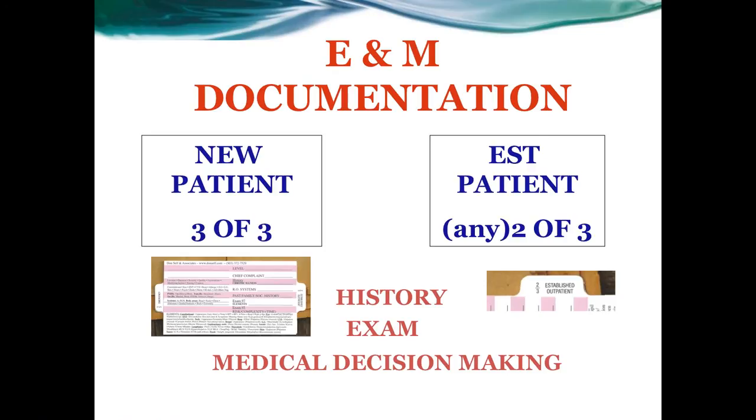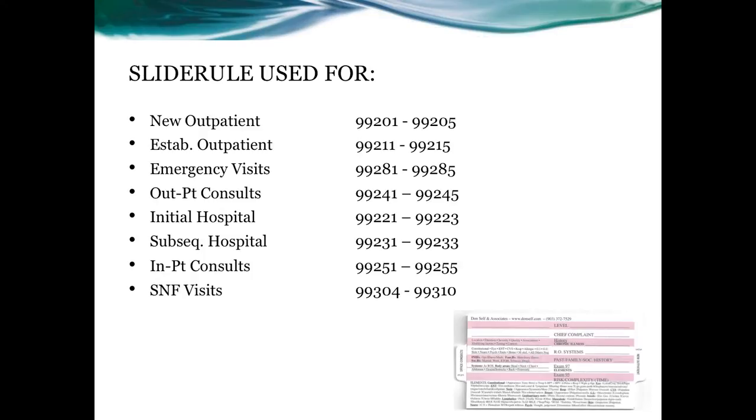Now, when we're talking about a new patient, you're required to have 3 of 3: history, exam, and medical decision making. But when we're talking about an established patient, it can be any 2 of those 3: history and exam, history and medical decision making, or exam and medical decision making, any 2 of those 3. Some people may teach you that medical decision making has to be one of those 3 every time, and if so, don't believe them. They're lying because it doesn't have to be.